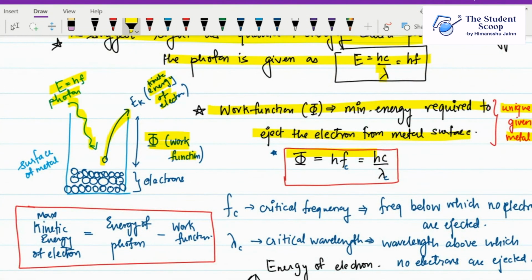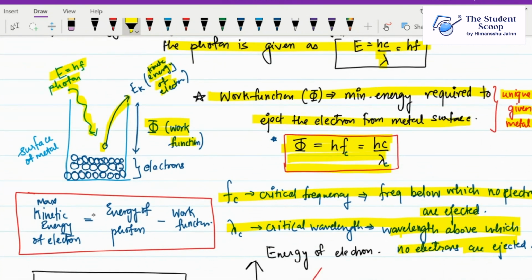The work function depends on the critical frequency, the frequency below which the electrons are not ejected, and lambda c is the critical wavelength, the wavelength above which no current or no electrons are ejected. Now, from Einstein's explanation, we got an equation that the max kinetic energy of the electron equals the energy of the photon minus the work function, that is the energy required to overcome the metal surface.